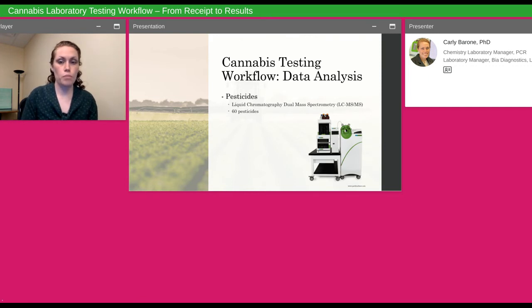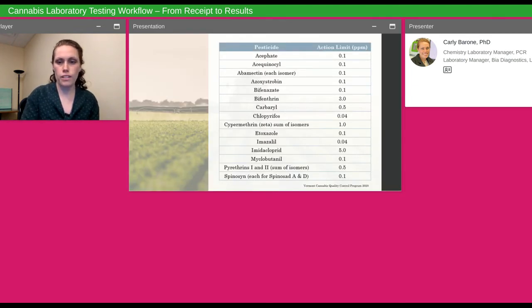Next, we can look at pesticides. We are using liquid chromatography, dual mass spectrometry for this. And with this technology, we are able to look at 60 different pesticides. Pesticides are important because they are being used in the hemp arena and the cannabis arena, just like they are in most crops. And the state of Vermont has a pretty comprehensive list here of 15 different pesticides, but I know that other states are actually looking at 90 plus pesticides, so this is a rather short list compared to those states.